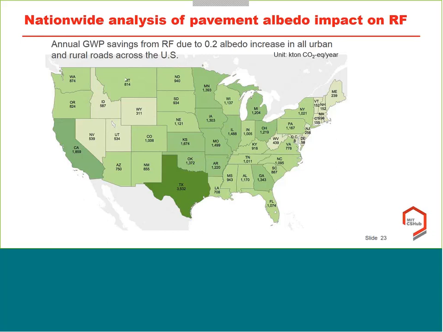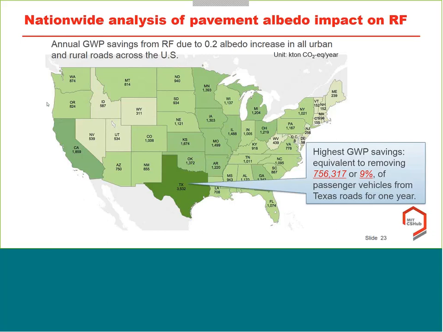And what this is showing is, by state, the amount of global warming potential savings we could get in kilotons of CO2 equivalent per year, okay? So there's a couple of factors wrapped up in here. One obviously has to do with location, but the other has to do with how much traffic and how many roads they have, right? So Texas, which is far south and has a lot of roads, ends up having the most GWP savings. And just doing that 0.2 change to all the roads is equivalent to removing 756,000 or so passenger vehicles per year from Texas roads, or about 9% of the total traffic.